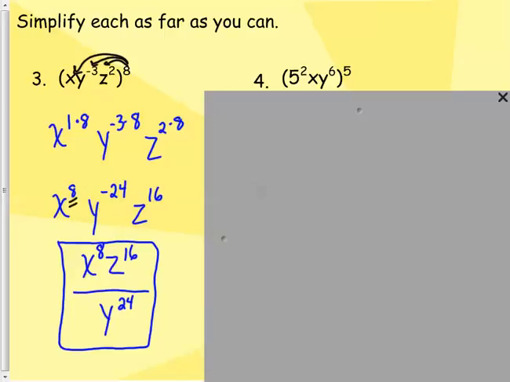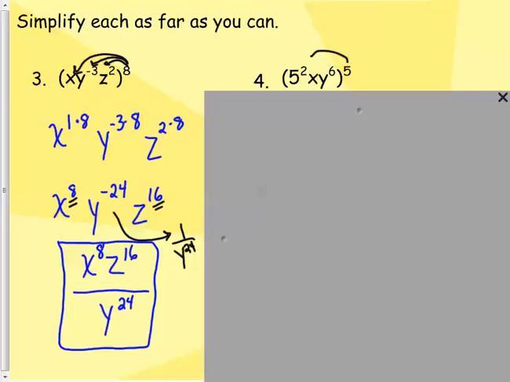So these are both powers that are positive, so they stay in the same location. But this, we know, is not really a negative number. What that really looks like is 1 over y to the 24th power, so it goes on bottom. Go ahead and try this one, and I'll be back in just a second.